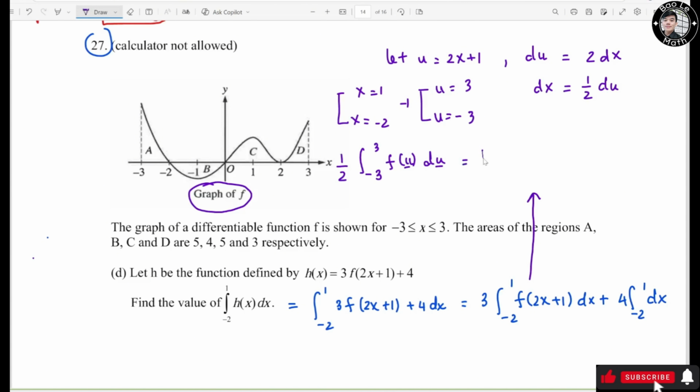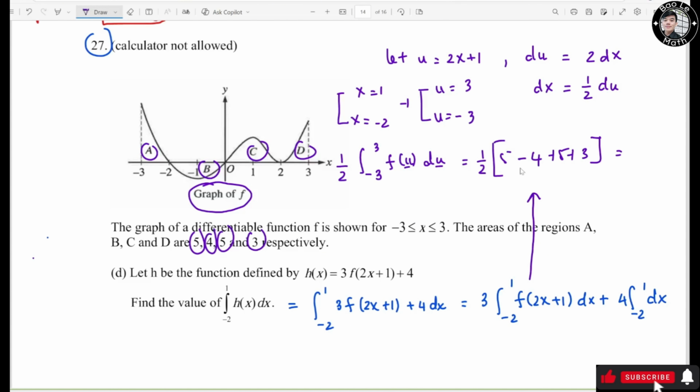So it's going to be 1/2. The first one right here, A, is going to be 5, right? The second one, B right here, is below that axis, so it's going to be -4. The third one, C right here, is going to be 5. And the last one right here, D, is going to be 3.